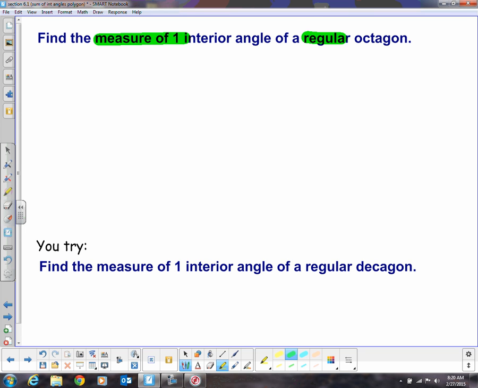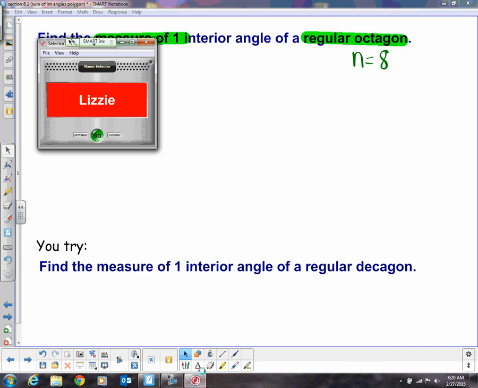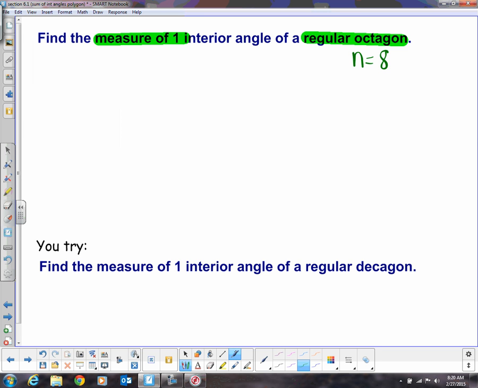But it's a regular what? So what do you know about all the angles? They're equal. And how many angles are there? So there are 8 angles. In order to find the measure of one, do you need to know the measure of the sum? Yes. All right. So here we go. How do we find that sum? Aaron? Okay, and what's my n? So we're going to have 8 minus 2 times 180.